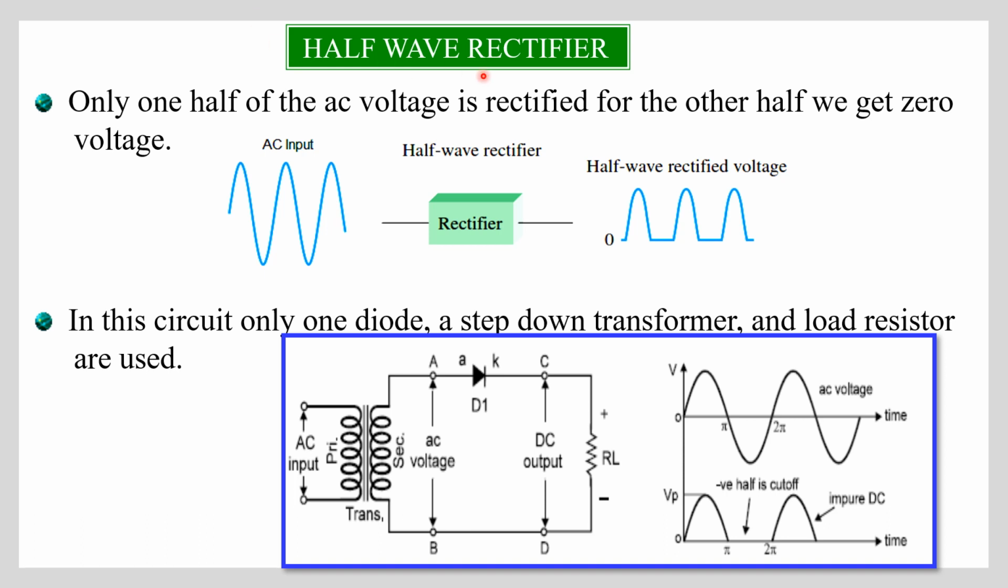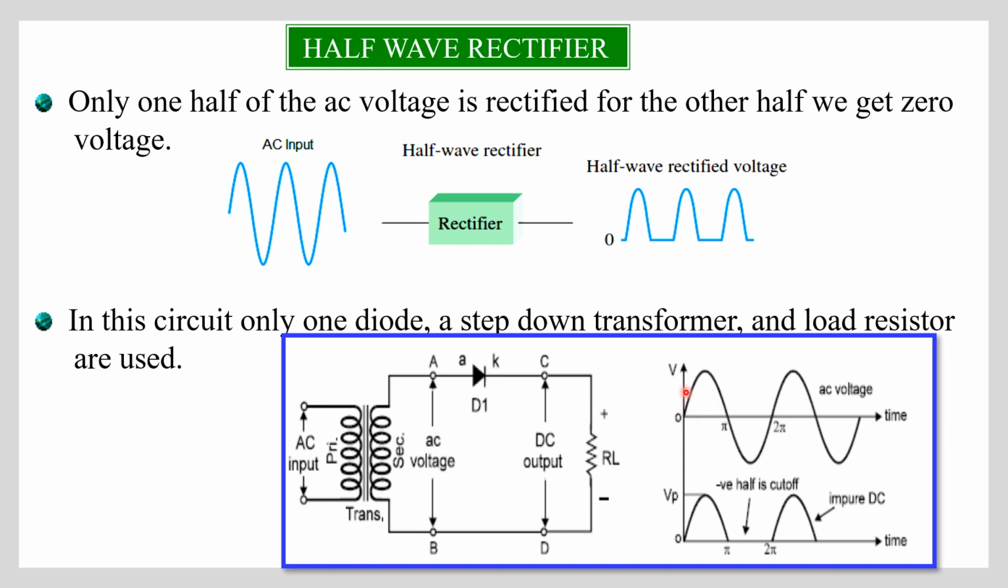We have seen rectifiers. Let us see each rectifier in detail. The first one, the half wave rectifier. As the name says, half wave, only half of the AC voltage is rectified and for the other half we get 0 volt. In this circuit, only one diode, a step down transformer and a load resistor are used. A diode is connected to an AC source and to the load resistance RL. So this forms the half wave rectifier circuit.